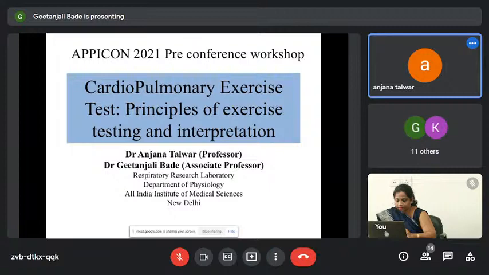Next, please. So this is the equipment. This is a picture taken from our lab only. It shows the cardiopulmonary exercise testing system. We have the system by Cosmed, the Quark model, as Dr. Kedar was asking. So I'm just mentioning it here.